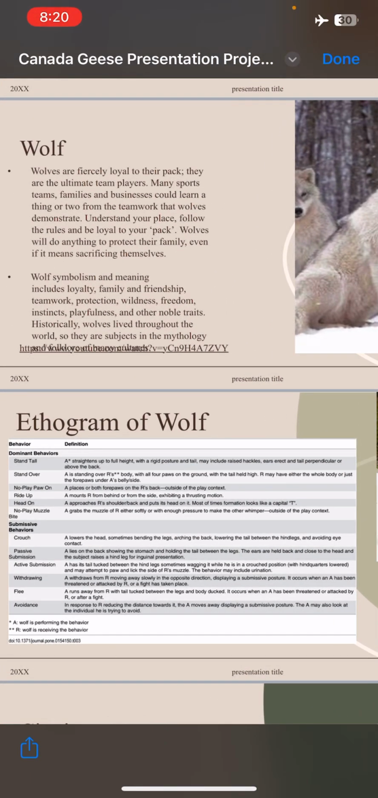And this is the stand. I saw the dominant behavior is standing tall, standing over, with head raised, and then also their active submission, as you can see here. The tail is tucked between the hind legs, sometimes wagging, and then their position.